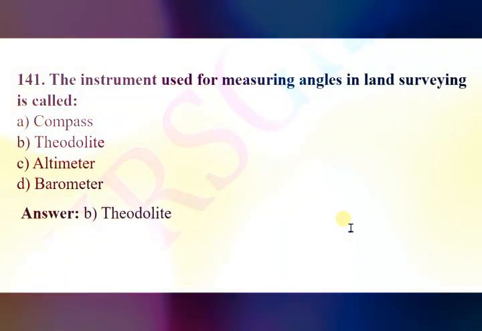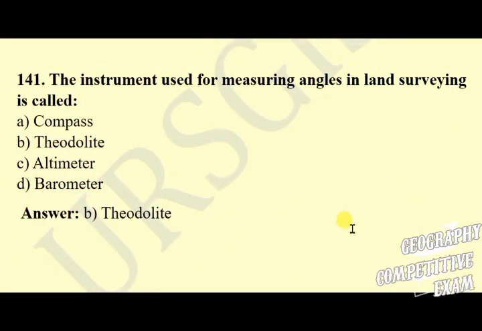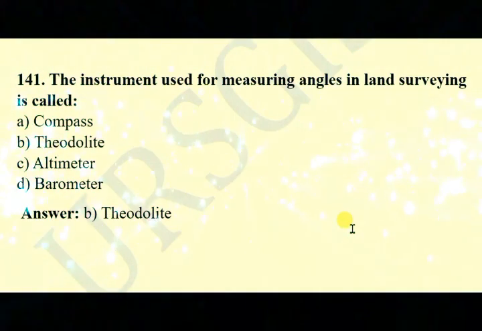Question 141. The instrument used for measuring angles in land surveying is called compass, theodolite, altimeter, barometer. Here the right answer will be theodolite.